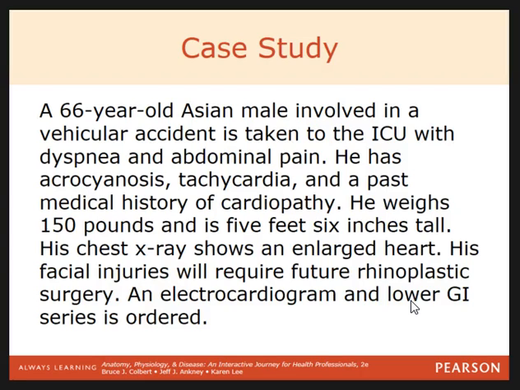He weighs 150 pounds and is 5 feet 6 inches tall. His chest x-ray shows an enlarged heart. His facial injuries will require future rhinoplastic surgery. An electrocardiogram and lower GI series is ordered.